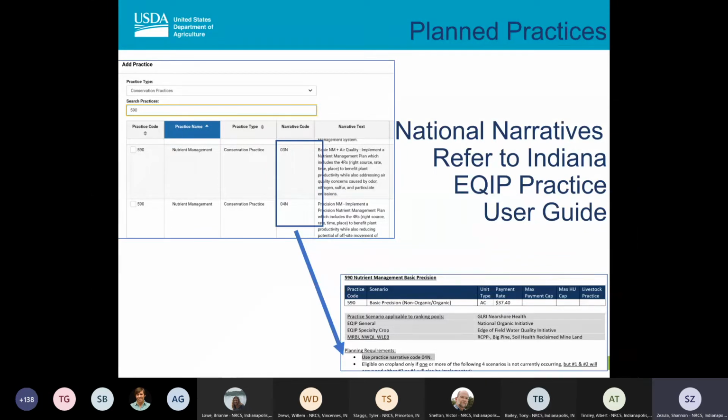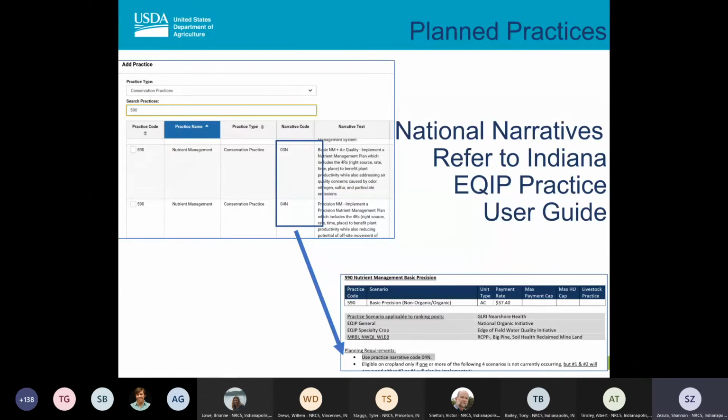And again, how you make that link between CART, the payment scenario, and conservation planning in general. These narratives, where there is more than one, do have different planned practice points and how far they get toward that resource concern. So for example, 590 National Narrative 03N has more positive practice points for nutrient loss as compared to, say, the 01N.